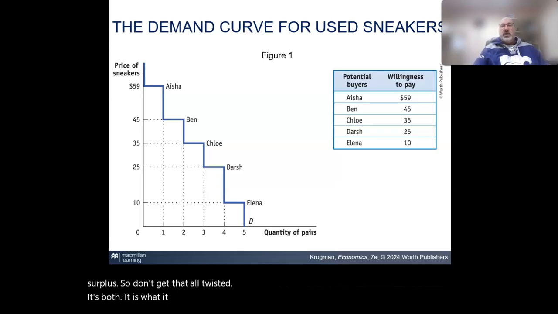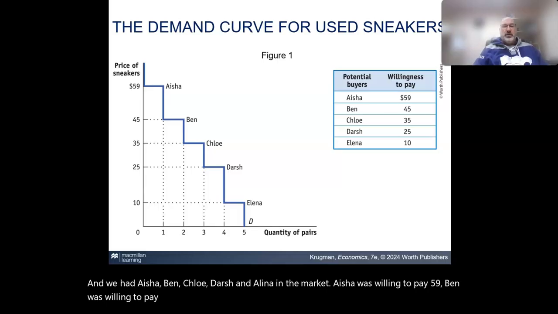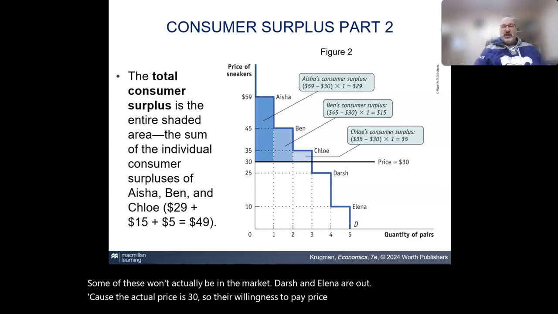So if we had used sneakers, and we had Aisha, Ben, Chloe, Darsh, and Elena in the market. Aisha was willing to pay 59, Ben was willing to pay 45, Chloe was willing to pay 35, Darsh was willing to pay 25, and Elena was willing to pay 10. Some of these won't actually be in the market. Darsh and Elena are out because the actual price is 30, so their willingness to pay is below the market price. But Aisha, Ben, and Chloe are in the market.